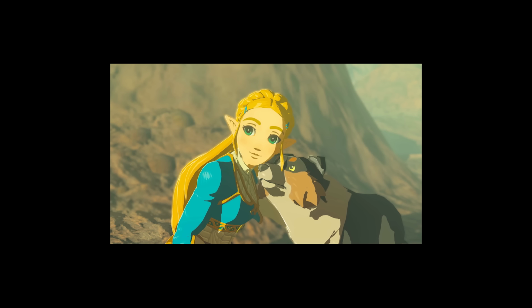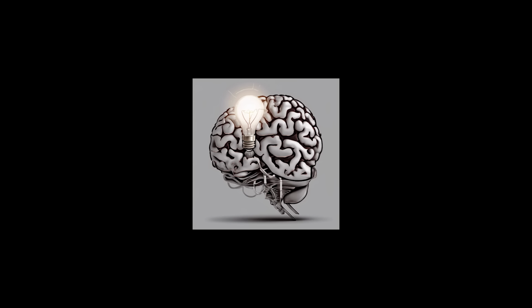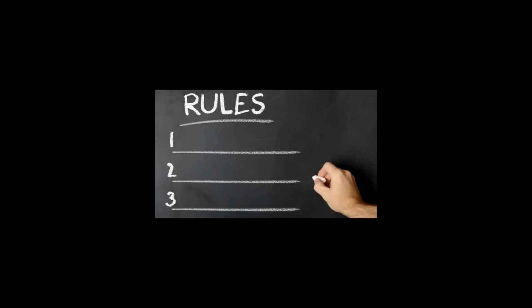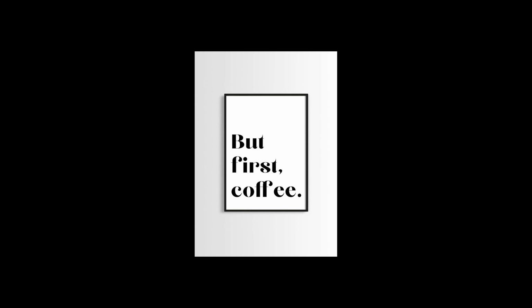Stuff like toon shading is usually a simplification of physically based rendering. These techniques are invented by those who know the rules and how to break them to get desired results. With that in mind, let's take a look at the game. But first, something a little different.